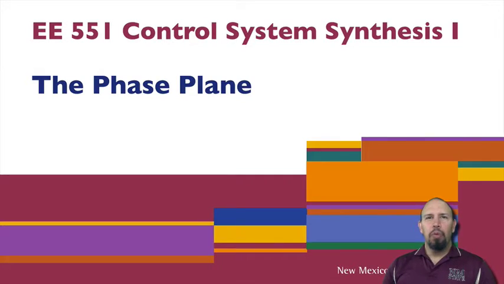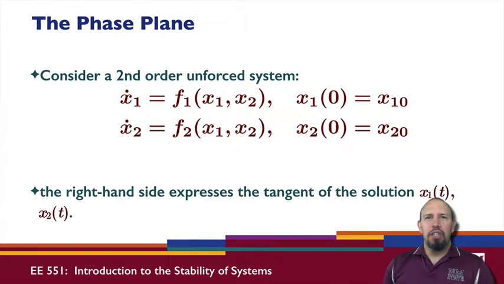Phase plane is one way of looking at a system response. It's really only valid for a second order system, but it gives some insight into a lot of the things that are going on. So consider for now a second order unforced system: x1 dot and x2 dot are functions of x1 and x2 with their initial conditions.